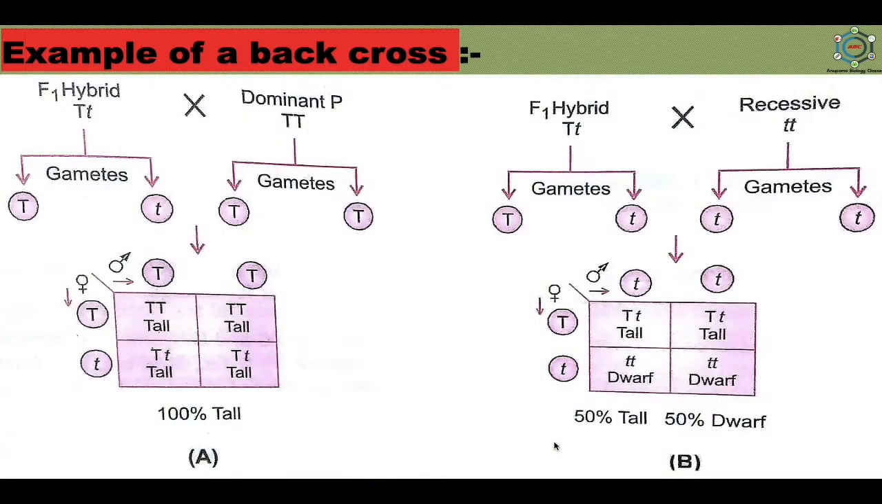Now, here is an example of back cross. Here you can see the hybrid parent will cross with the dominant parent, that is capital T, or the recessive parent, that is small t. In case of dominant, 100% tall plants form, and in case of recessive, 50% tall and 50% dwarf plants will develop.